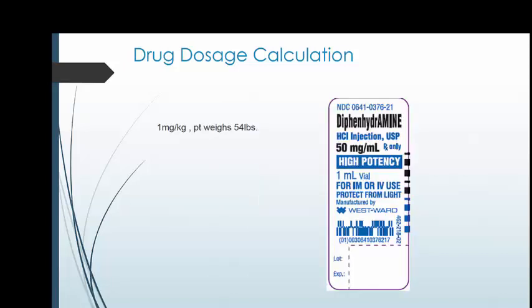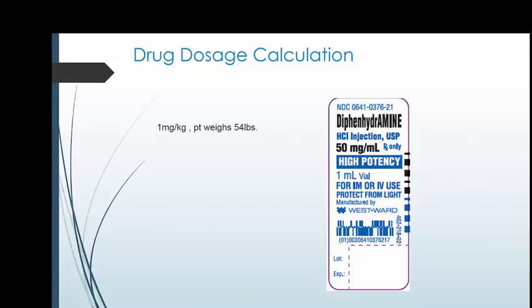Diphenhydramine, we want to give 1 milligram per kilogram. The patient weighs 54 pounds. So we had to figure out pounds to kilograms. So we take our pounds, 54 divided by 2 is 27. 10% of 27 is 2.7. So 27 minus 2.7 gives us 24.3, which would round to 24 kilograms. So then we're going to plug in 24 times 1 is going to be 24 milligrams, because remember it's 1 milligram per kilogram. So we want to give 24 milligrams.